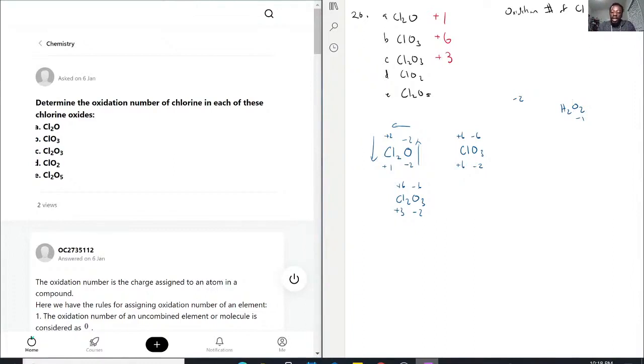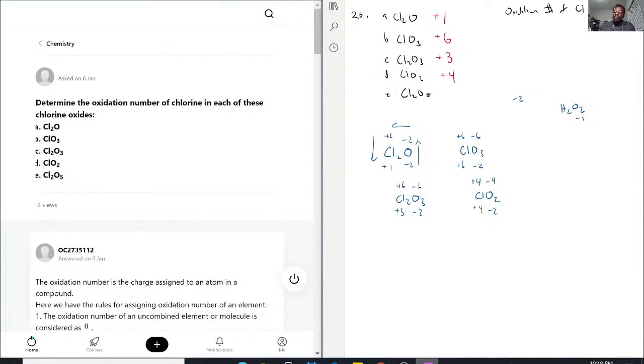And now Cl2O2. Okay, so now for this one, we have -2 again. That's -4 total. So chlorine needs to be +4. That's the amount they needed on that side.